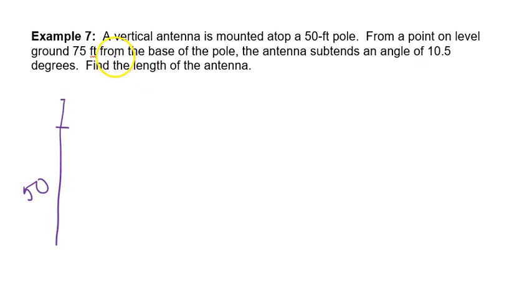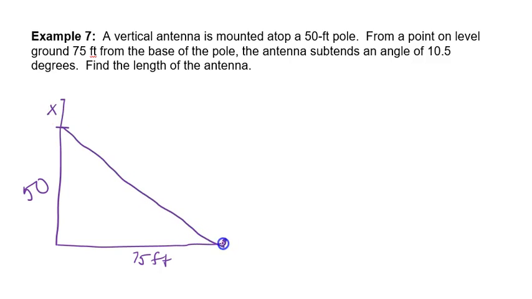And it says from a point on level ground 75 feet from the base of the pole, so 75 feet, here's our point. The antenna subtends an angle of 10.5 degrees. Find the length of the antenna. So we're trying to find the length of the antenna. This angle thing that they're talking about is looking at the bottom and the top of the antenna and making this angle 10.5 degrees.